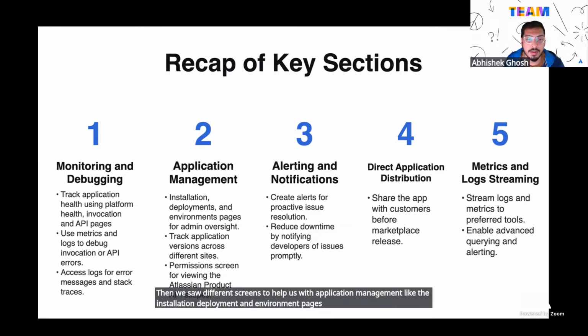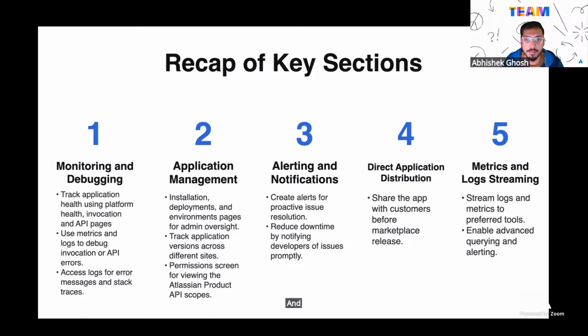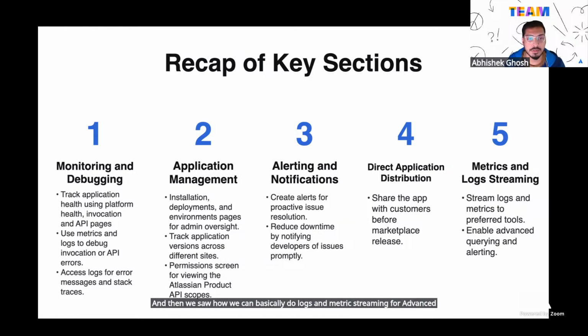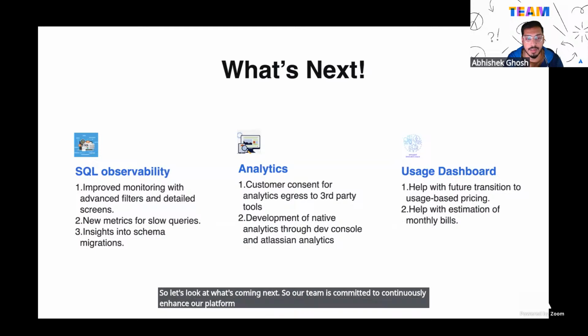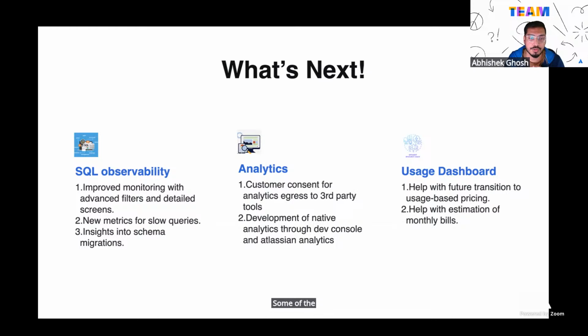Then we saw how we can add alerting and notification. So we can create alerts for proactive issue resolution. Then we saw direct app distribution, so how we can share our app with our customers before marketplace release. And then we saw how we can basically do logs and metric streaming for advanced use cases. So let's look at what's coming next. So our team is committed to continuously enhance our platform to elevate Forge observability, empowering developers to monitor and debug their applications more effectively. Some of the features that would be soon in preview.